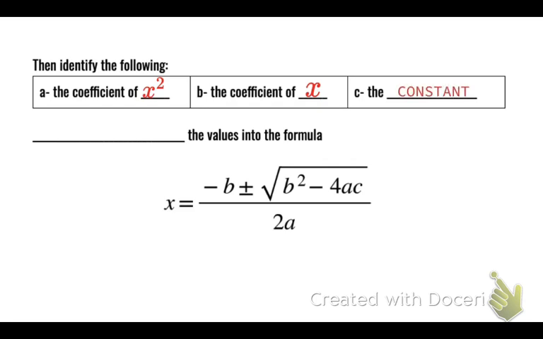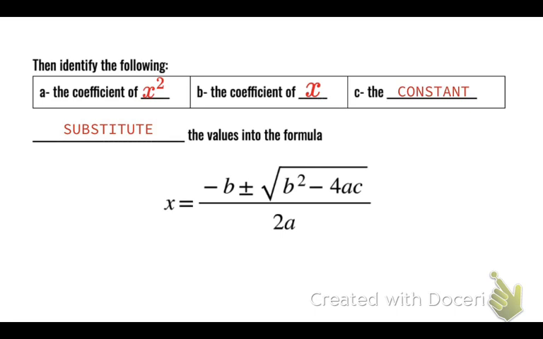You do want to make sure that you're not thinking just that it's going to be the first, the second, and the last term. Sometimes they could be mixed up and not in that standard form. So you always want to make sure that they belong to the correct variable when you're finding the coefficient. And then the next step is just to substitute those values into the formula.